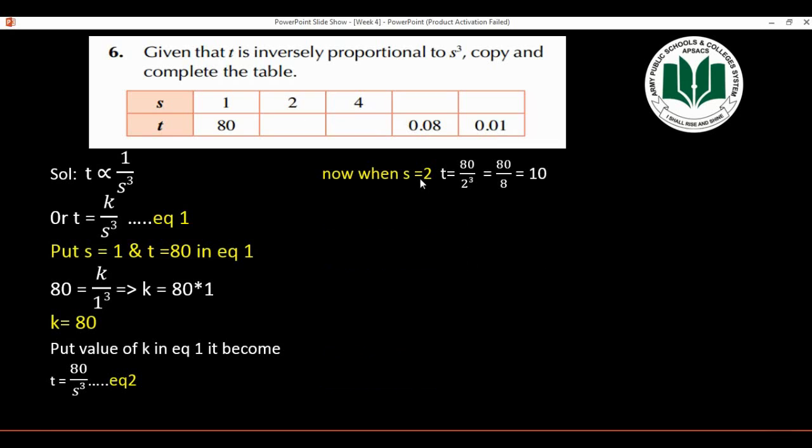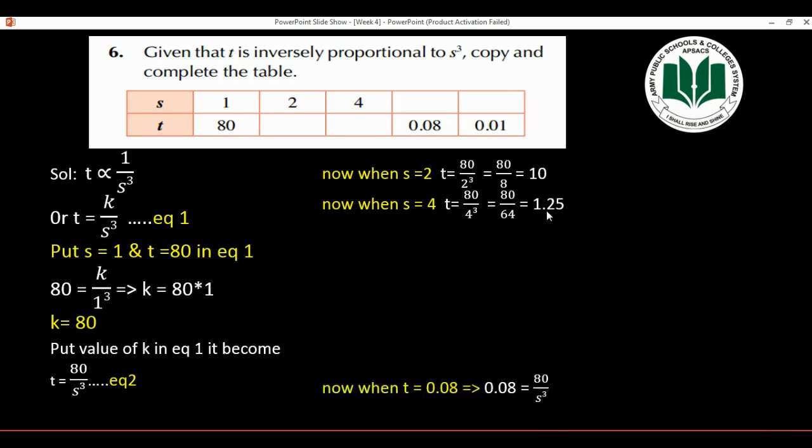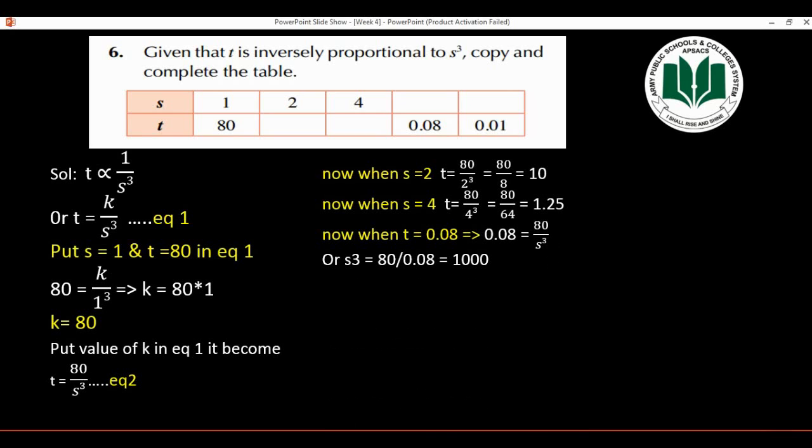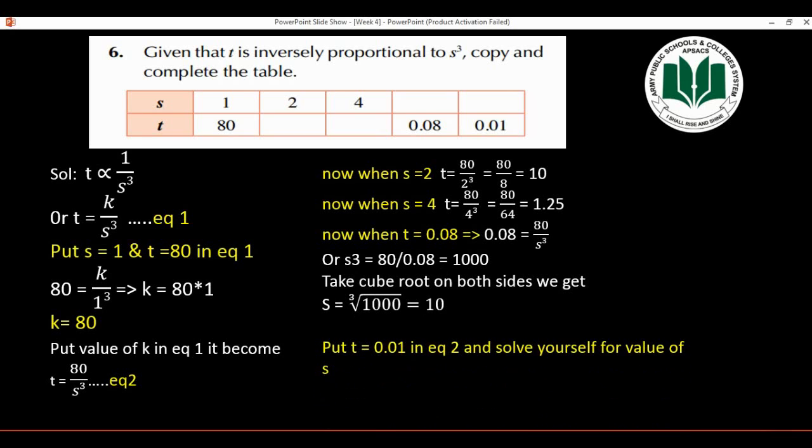So when s is equal to 2, we get t is equal to 10 after putting the values in equation number 2. When s is equal to 4, t is equal to 80 over 4 cube, it becomes 1.25. When t is equal to 0.08, put the value in equation number 2, we get 0.08 equal to 80 over s cube. Go to the other side, and 0.08 will come over 80, and we get s cube is equal to 1000. Take the cube root on both sides and s is equal to 10. Now the value t is equal to 0.01, just put into equation 2 and find the value of s by yourself.